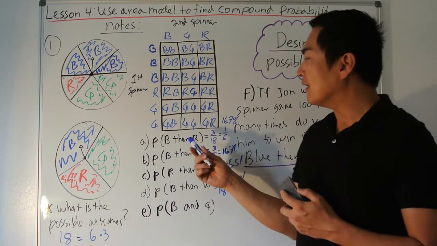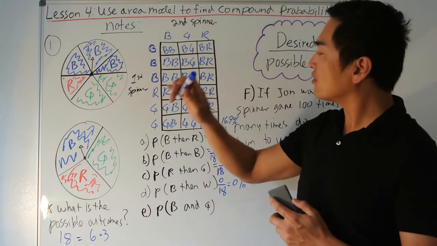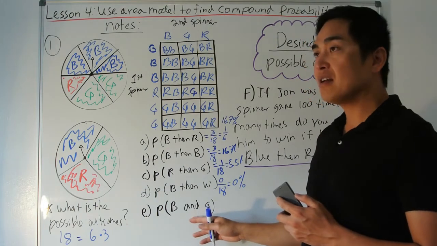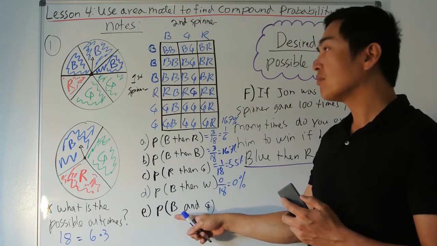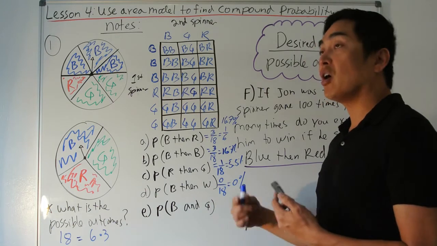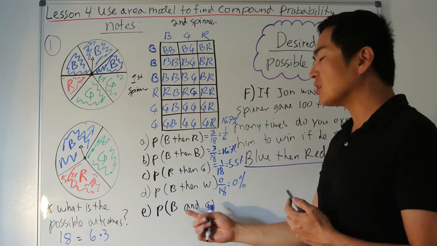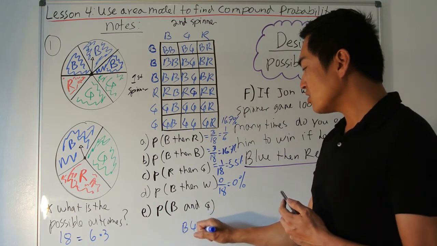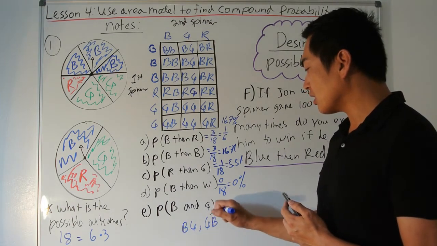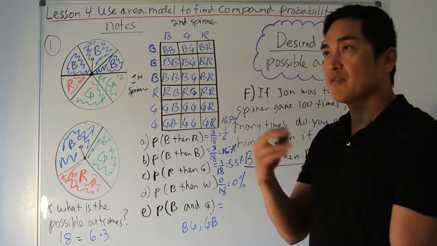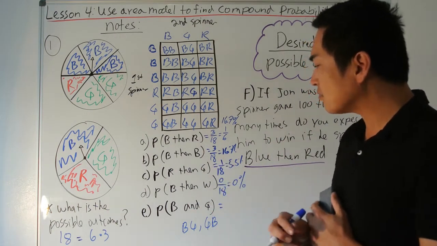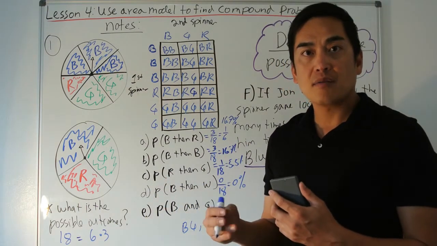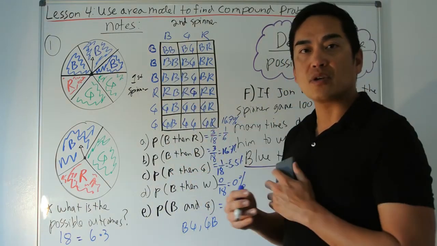Now, "then" means you have to get blue on the first one and red on the second one. If they use the word "and," that means it could be blue, then green, but since it's "and," it also could be green and blue. So you've got to look for BG, and you also have to look for GB. When it's "and," it could be flipped around. As long as you get a blue and a green, you win. It doesn't matter what the order is. Okay, so that's what it really means.